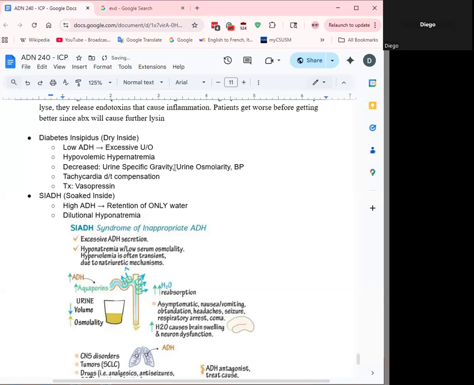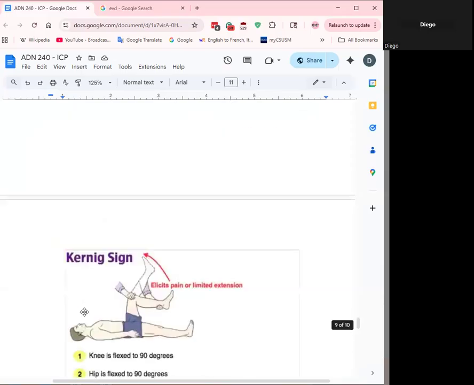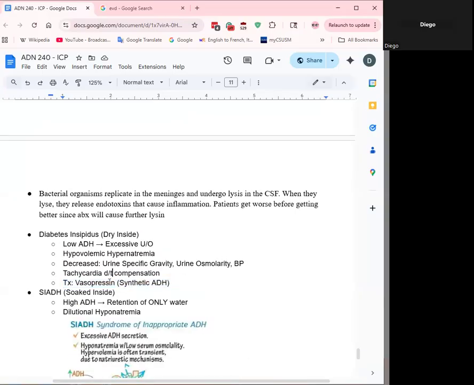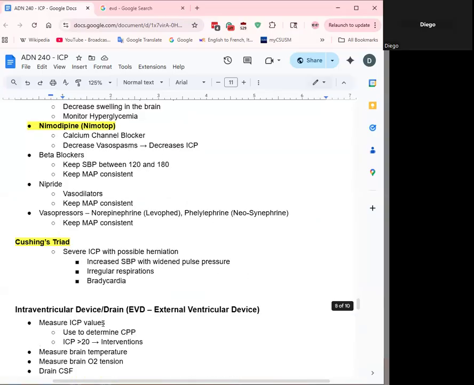And the treatment is going to be vasopressin. Vasopressin is synthetic ADH, which makes sense. You're lacking ADH, so you get ADH. Vasopressin is also something that I think I made a mention of before with your critical care drugs. It can be thrown in. I think it might even be mentioned here. Guess not, but it should be.